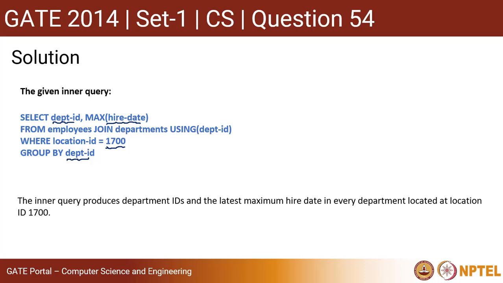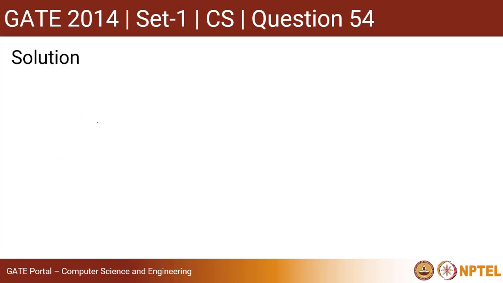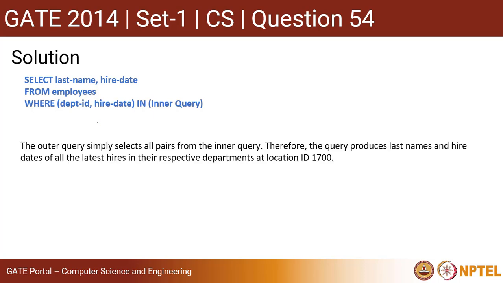So what this inner query does, for each department, it provides the department ID and the corresponding latest hire date, which is the max hire date, right? Now the outer query basically works on the result of the inner query using a where. So it checks whether this particular pair, department ID and hire date, is in the result of the inner query or not. So what the outer query selects, it selects the last name and the hire date from the employee table, where department ID and hire date will be in the result of the inner query, right?